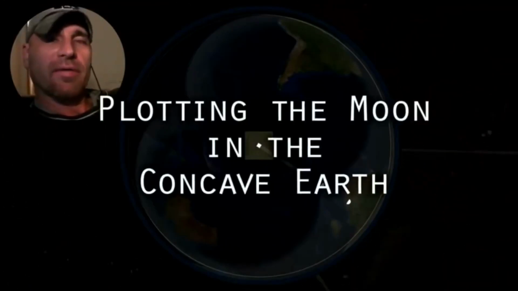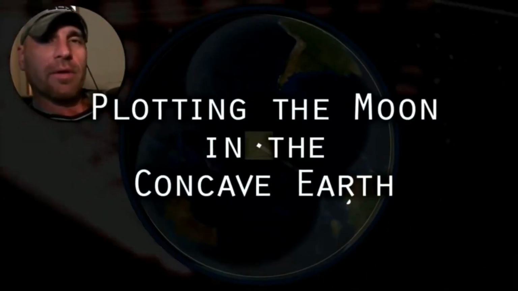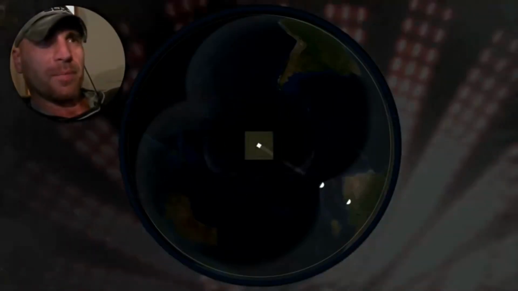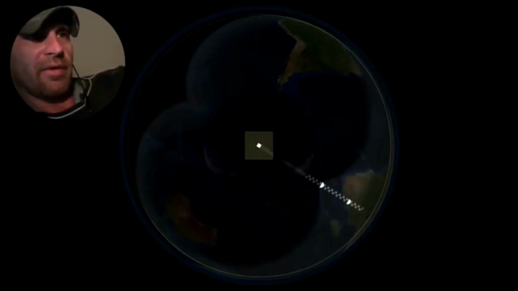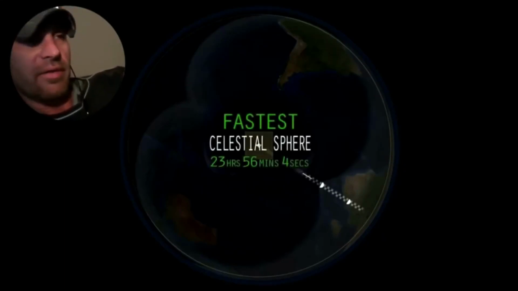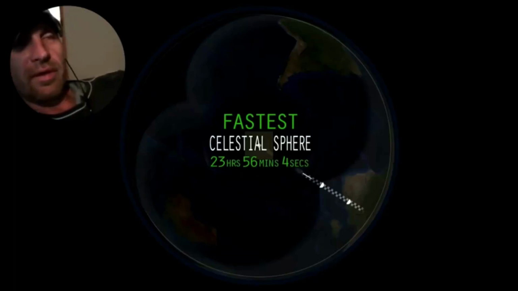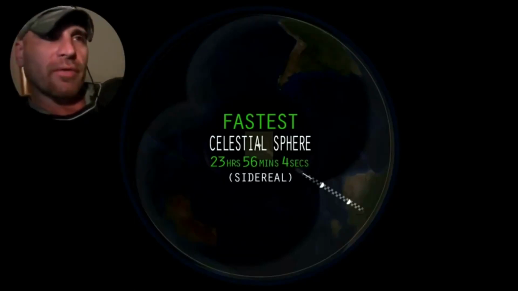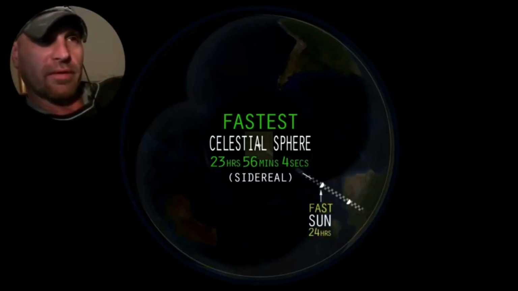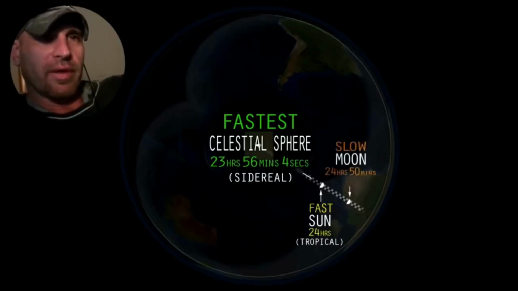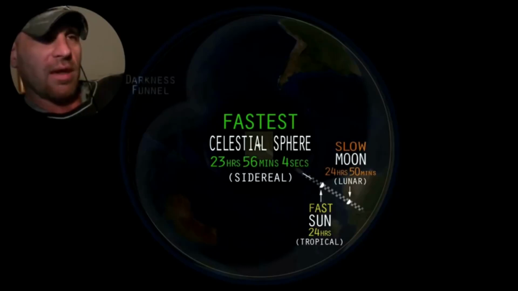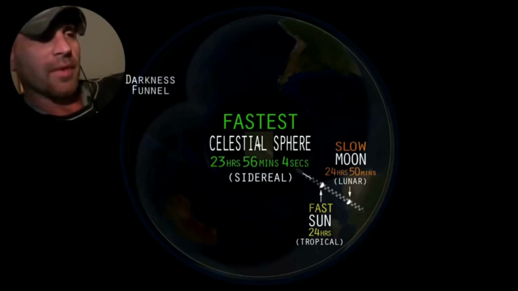Okay, plotting the moon within the concave Earth. This is a top-down view. We're looking at the celestial sphere in the center, the sun, and the moon. And out of the three objects that are interplaying here, we have the celestial sphere, which is the fastest at 23 hours, 56 minutes, 4 seconds. Then, of course, we have the sun at 24 hours. That's the tropical year. And then the moon is the slowest of the three, and it goes 24 hours and 50 minutes every revolution, every day.